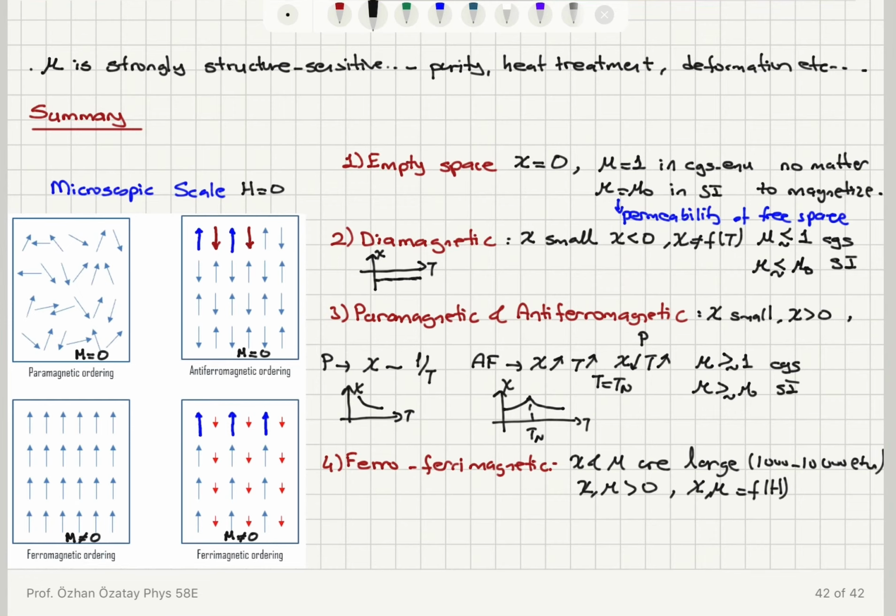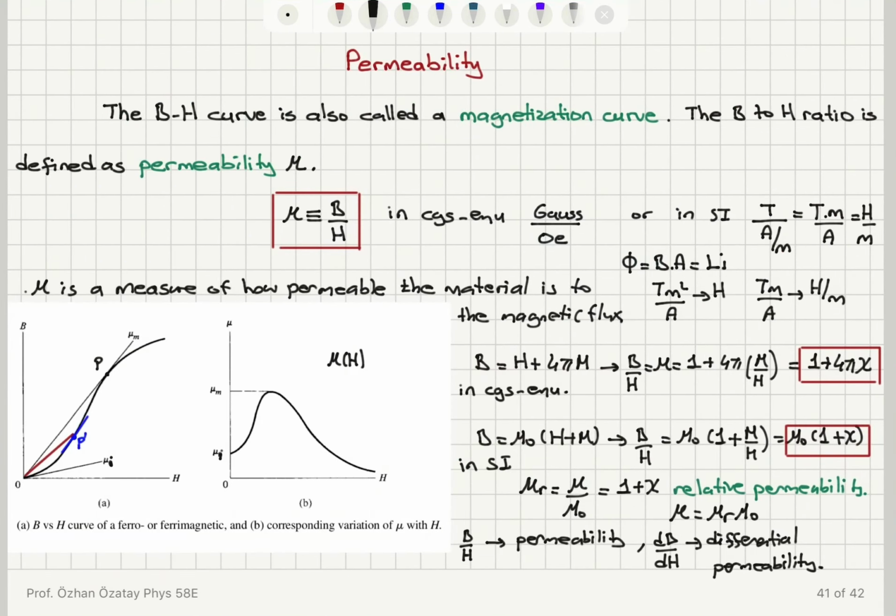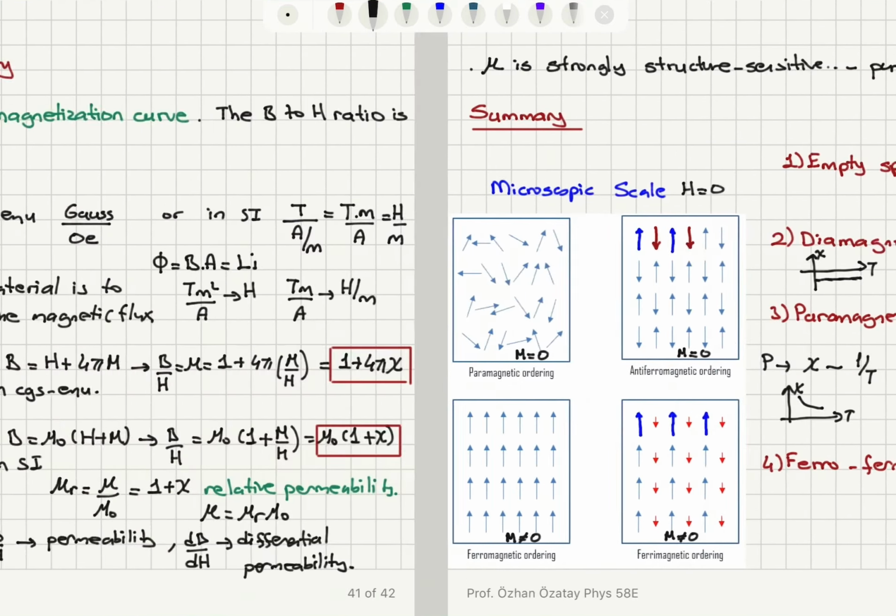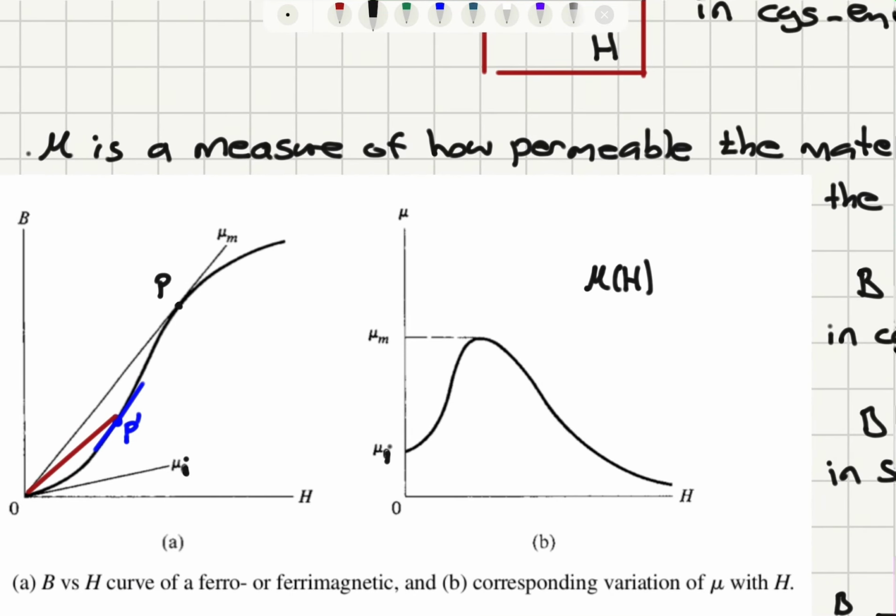For paramagnets or antiferromagnets, chi is small and positive. It varies as 1 over T for paramagnets. For antiferromagnets, first it increases and then it varies as 1 over T after the Néel temperature. The corresponding value of mu is small, greater than 1 in CGS, greater than mu 0 in SI. For ferro or ferrimagnets, chi and mu have large values, 1000, 10,000, etc. They are positive and also field dependent, as we have seen in the initial magnetization curve of a ferromagnet or ferrimagnet.